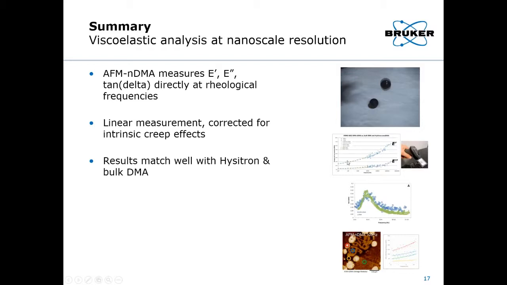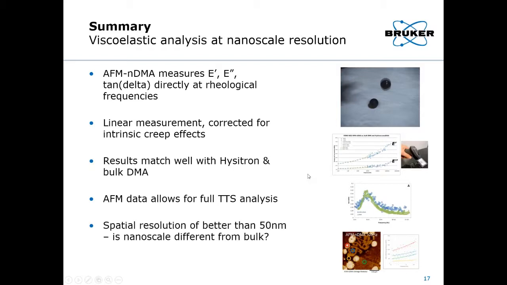Not all samples are as easy as a PDMS sample, but real-world samples have also generally had a reasonable agreement with bulk DMA. Since AFM-nDMA works at well-defined frequencies and temperatures, it is possible to generate the master curves using time-temperature superposition and to do an Arrhenius or WLF analysis on the resulting shift factors. And so far, it seems like the numbers are pretty reasonable in terms of agreement.